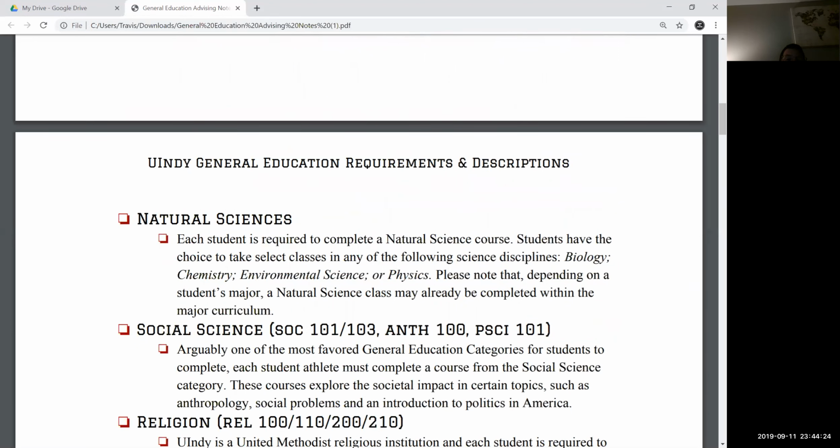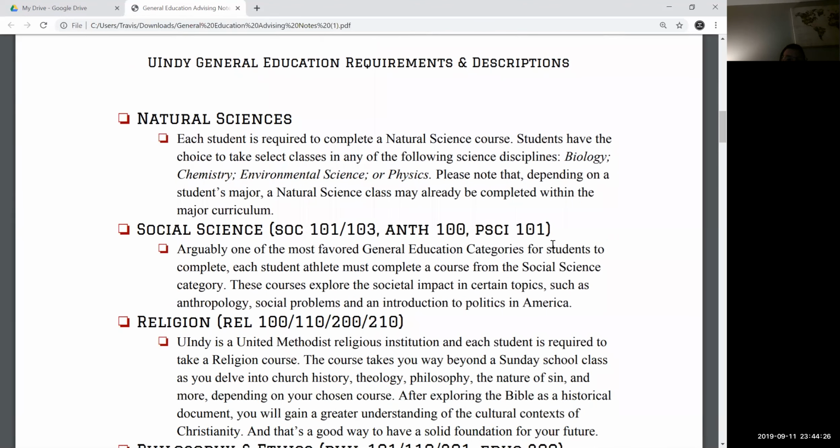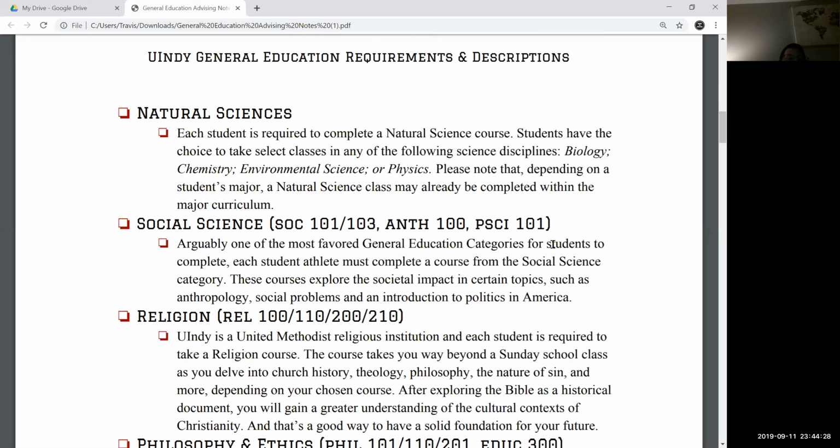Next one is natural sciences. So a lot of you will probably do this in one of your majors. So if you're an exercise science major, for example, you do Bio 104. If you are a biology major, a chemistry major, environmental science, physics, all these science classes, science majors, you're already going to do one in your Gen Ed.